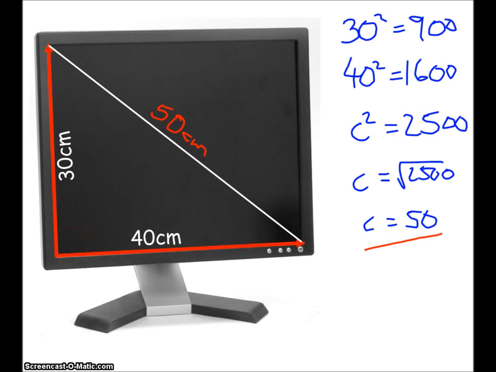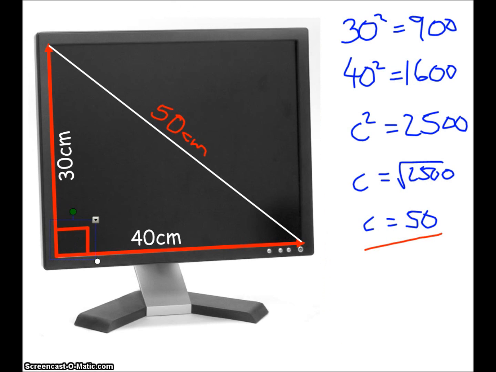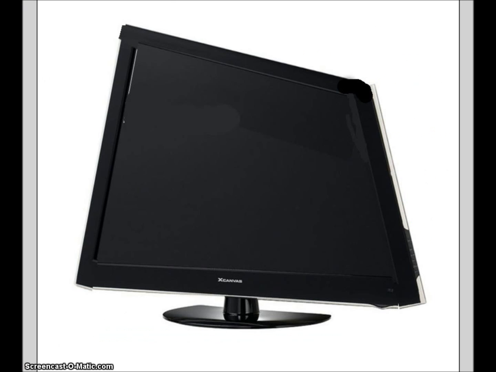Don't forget your units. Another really important thing about this formula is that it only works for right-angled triangles. You cannot use it if there is not an angle of 90 degrees. Just imagine a TV like this. It just looks odd. There aren't any 90-degree angles, so we cannot use Pythagoras' theorem. If there are no angles of 90 degrees in your triangle, we cannot use this formula.